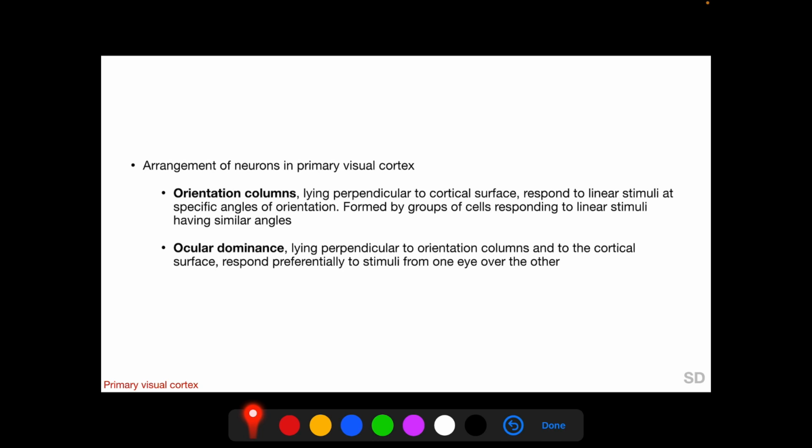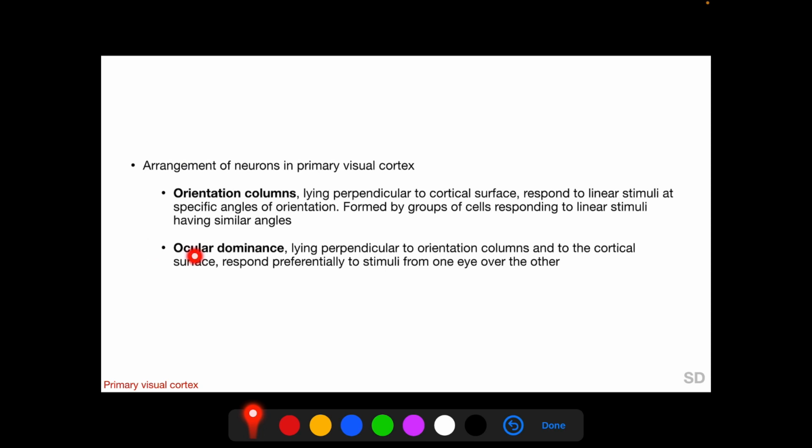The neurons in the primary visual cortex are known to be arranged in 2 columns, the orientation columns and the ocular dominance columns. The orientation columns lie perpendicular to the cortical surface and respond to linear stimuli at specific angles of orientation, and they are formed by groups of cells responding to linear stimuli with similar angles of orientation.